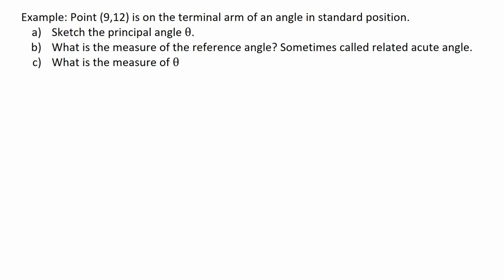Hello, in this video we are going to answer this problem. So point (9, 12) is on the terminal arm of an angle in standard position, and the first thing we want to do is: A, sketch the principal angle theta; B, what is the measure of the reference angle, sometimes we call this the related acute angle; and finally C, what is the measurement of theta.